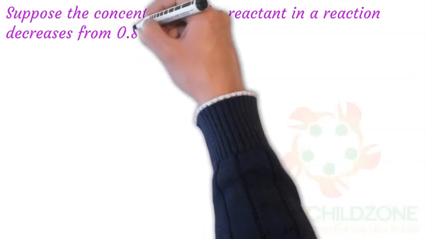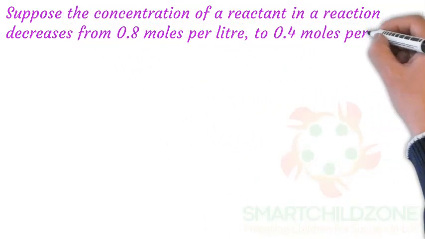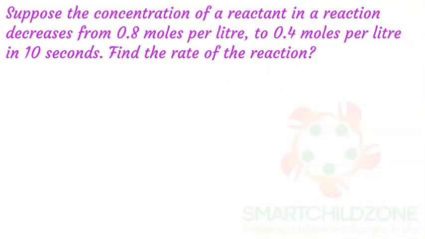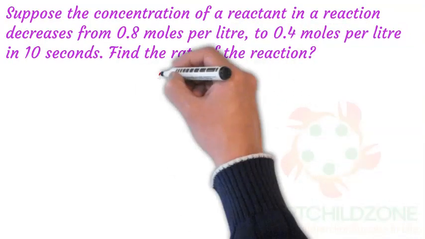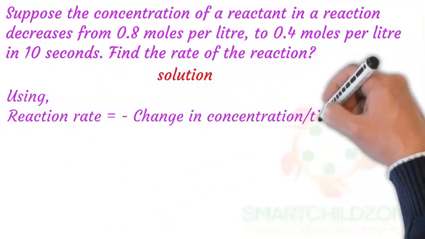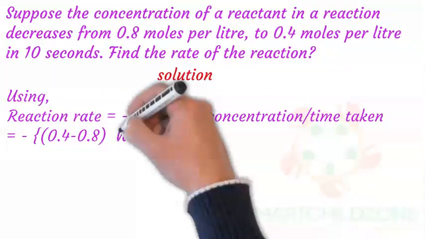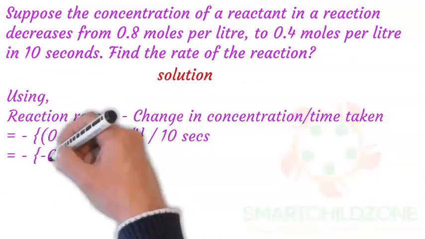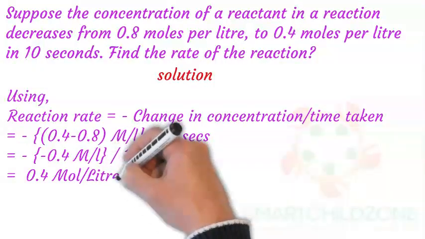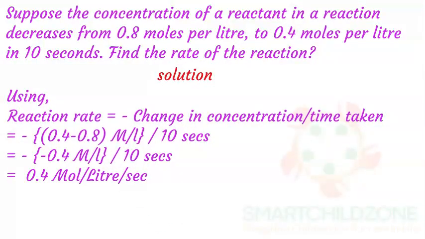The concentration of a product in a reaction increases from 0.5 moles per liter to 0.7 moles per liter in 10 seconds. What is the rate of reaction? Notice we didn't use the negative sign, because we are dealing with the product and not the reactant.